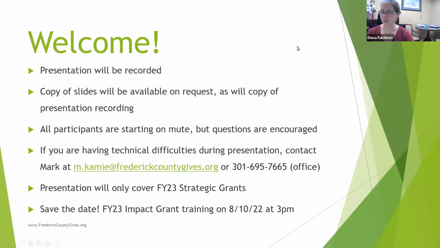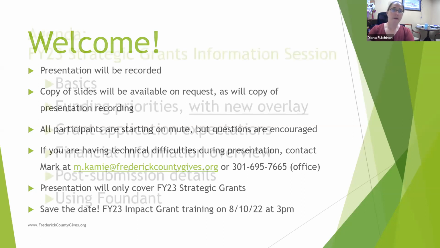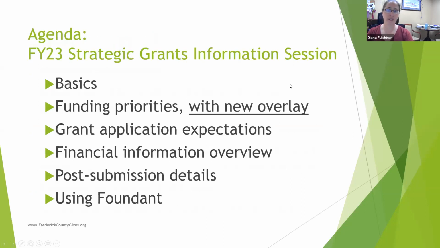Welcome. We have some changes this year, so I'm hoping that you guys will ask questions as needed. For today, we're going to go over a couple of different things. We're going to cover some of the basic outline of general eligibility for the strategic grant funding. We're going to talk about the funding priorities, and this is the new part. There's an overlay this year. So we're going to have preferences and focuses within each of those funding priorities, which we'll go over later.